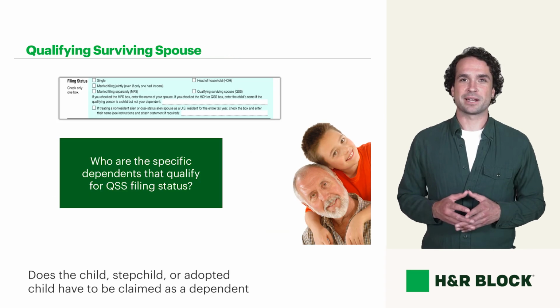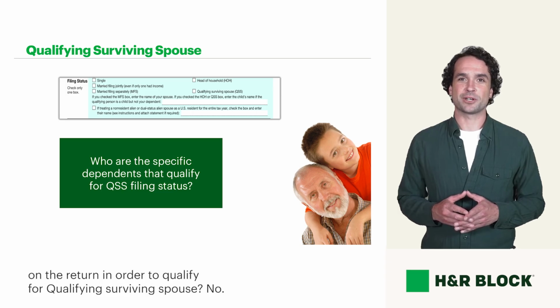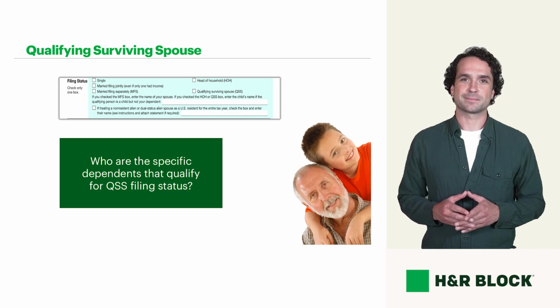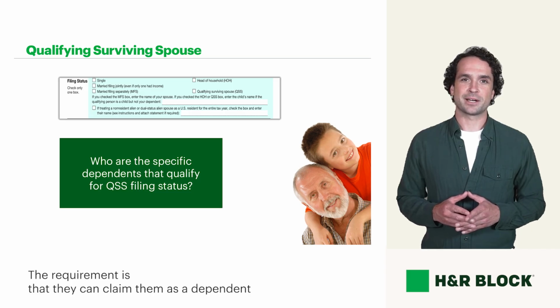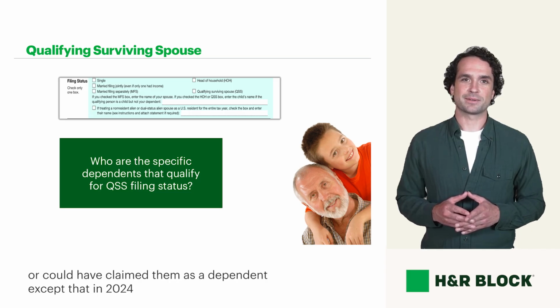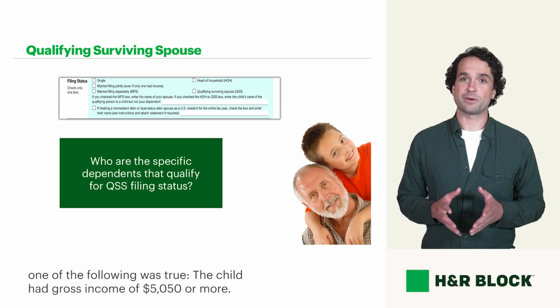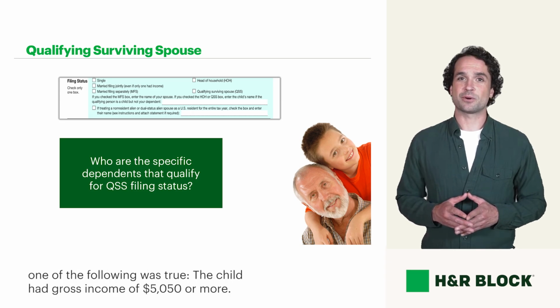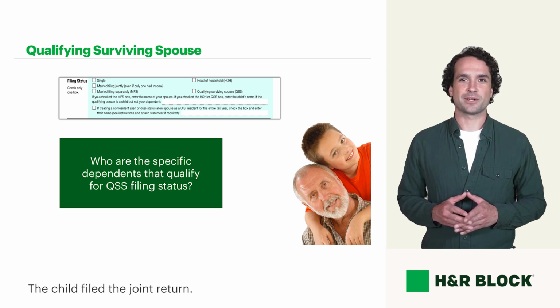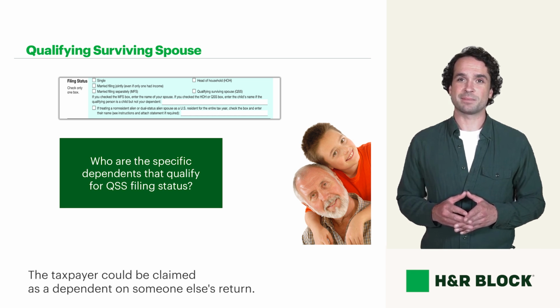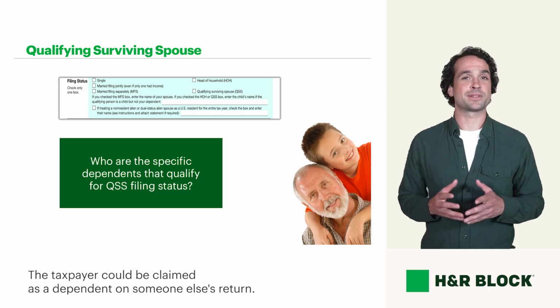Does the child, stepchild, or adopted child have to be claimed as a dependent on the return in order to qualify for qualifying surviving spouse? No. The requirement is that they can claim them as a dependent or could have claimed them as a dependent, except that in 2024 one of the following was true. The child had gross income of $5,050 or more. The child filed a joint return. The taxpayer could be claimed as a dependent on someone else's return.